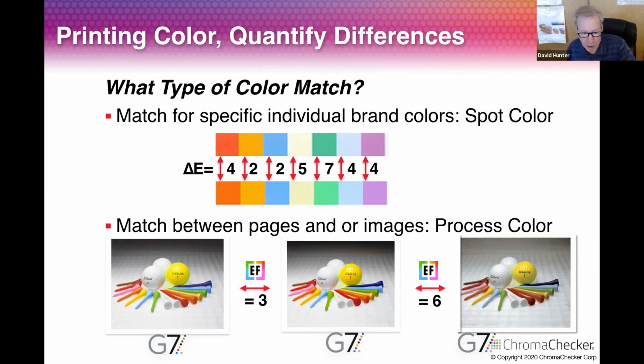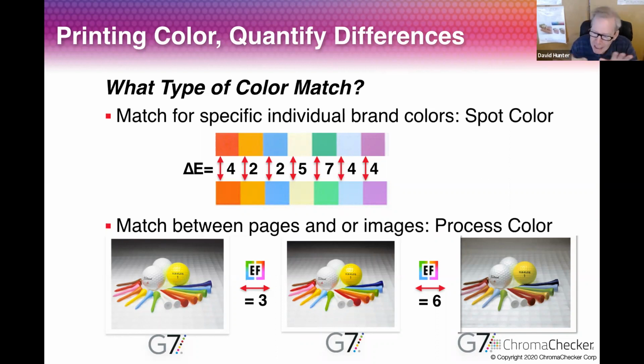But now, if you look at the 3 images below, these are all G7 compliant images, but they're still visually different from one another. And E factor allows us to quantify the difference. So you can see the difference between the 2 images on the left. It's a smaller visual difference than the 2 images on the right. And hence, the E factor of the 2 images on the left is about a 3, and the differences on the right are 6.